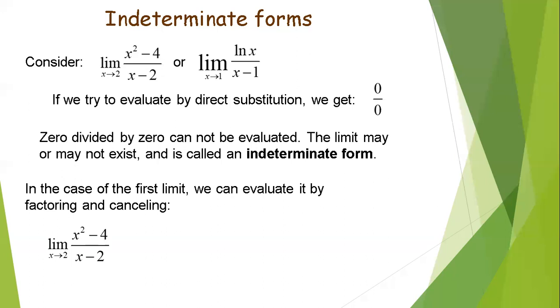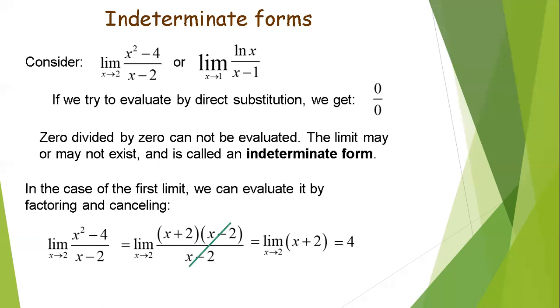Limit as x approaches 2 of x squared minus 4 over x minus 2 equals the limit as x approaches 2 of (x plus 2) times (x minus 2) over x minus 2. Cancel both, and we get the limit as x approaches 2 of x plus 2, which equals 4. This method does not work in the case of the second limit.